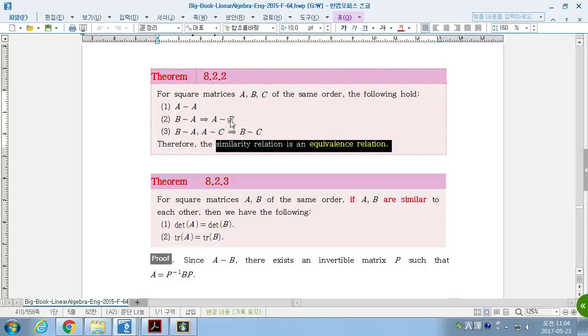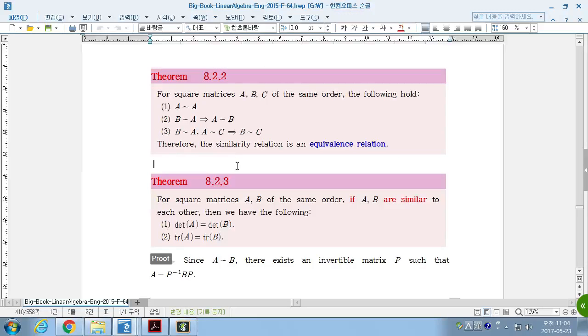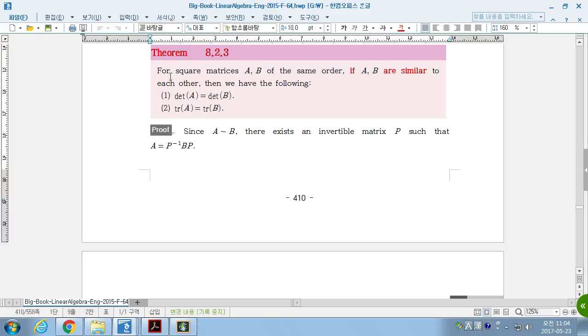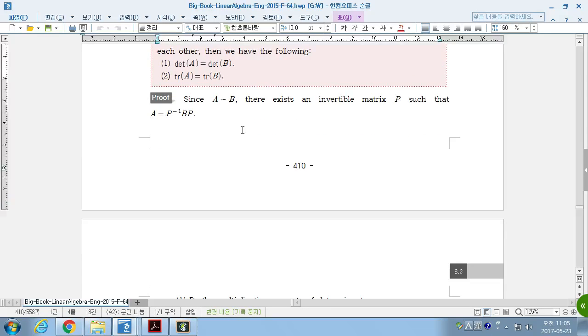This equivalence relation gives us many important properties of matrices. The first property is this. For square matrices A and B of the same order, if A and B are similar matrices to each other, then we have the following. The determinants of A and B are the same. The traces of A and B are the same. Okay? If they are similar.